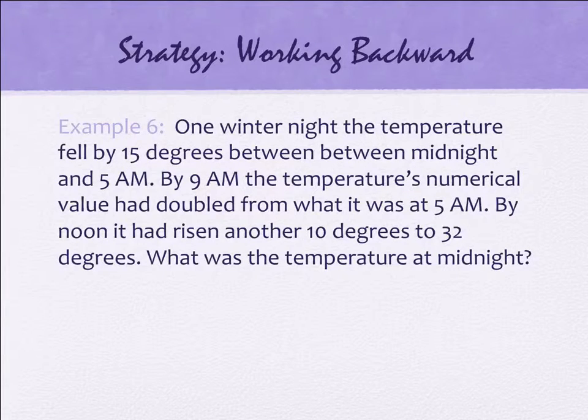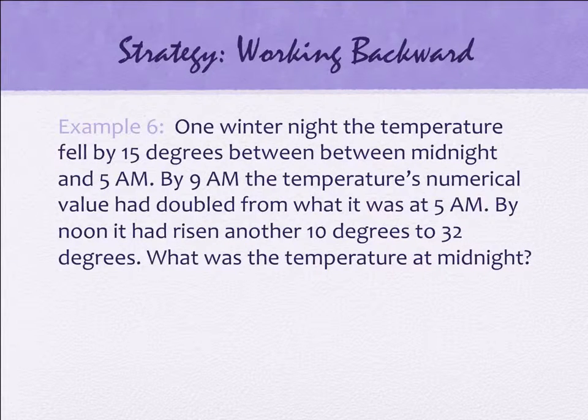This is one of the fun ones. I like this one a lot, working backwards. One winter night, the temperature fell by 15 degrees between midnight and 5 a.m. By 9 a.m., the temperature's numerical value had doubled from what it was at 5 a.m. By noon, it had risen another 10 degrees to 32 degrees. What was the temperature at midnight?